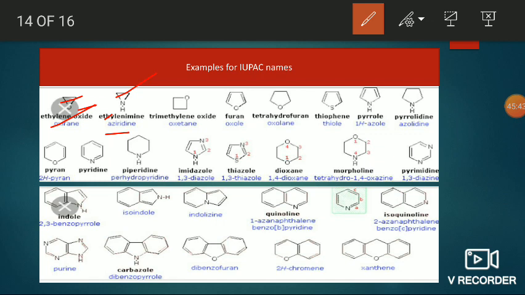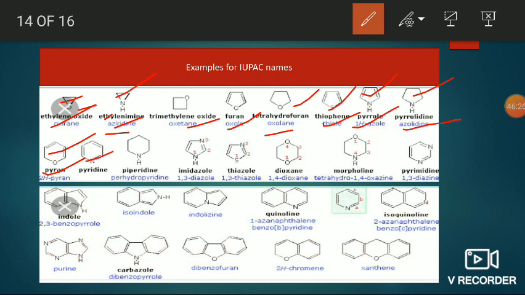The second one is ethylene imine, but according to IUPAC it is aziridine. The third one is oxetane. Furan is the general name, but the IUPAC name is oxole. Tetrahydrofuran is the trivial name, but the IUPAC name is oxolane. Thiophene is the general name, but it is thiole according to IUPAC. Pyrrole is the general name, but according to IUPAC it is 1H-azole. Pyrrolidine is the common name, but the IUPAC name is azolidine. Pyran is the general name, but 2H-pyran is the IUPAC name.